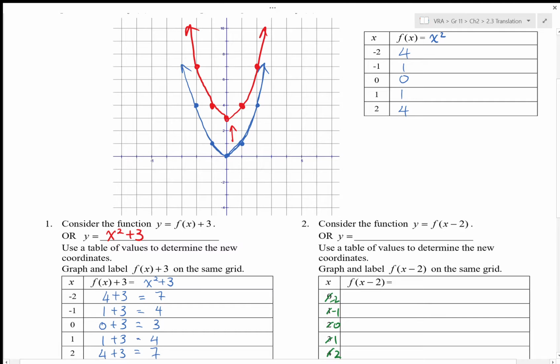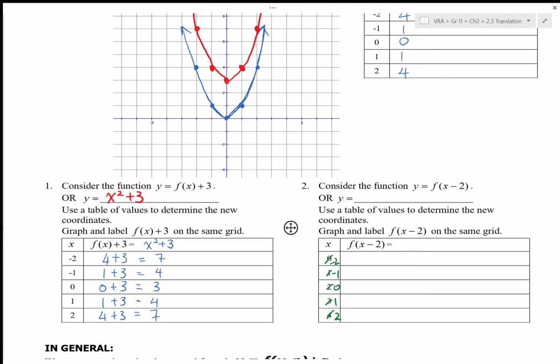Now, how much did it shift? If you compare the vertex, it actually was at 0, now it's at 3, so it moved up by 3. So whenever you're adding or subtracting to the whole function at the end, or outside of the function, that changes your y value, meaning it changes the location vertically of your function, okay?